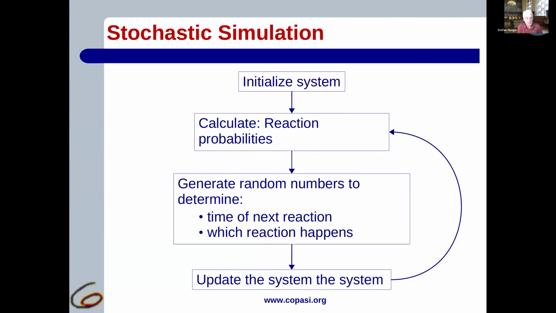So how can you view stochastic simulation in general? First you analyze the system, you calculate all the probabilities of the reactions. Then you generate random numbers which determine at which time the next reaction happens and which one it is. You update the system and you repeat. That's basically what a stochastic simulation is.